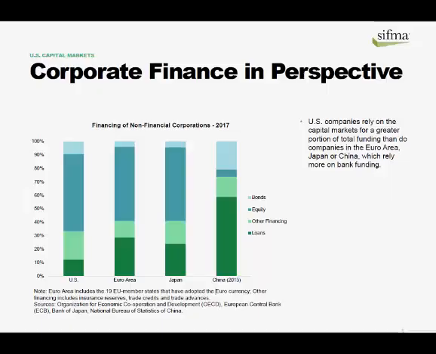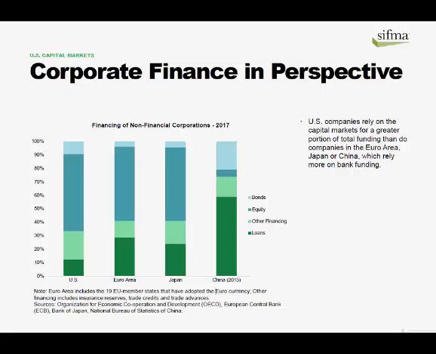This slide presents an international comparison of corporate finance. The four bars represent four different geographic areas. On the far left, the United States, then Europe, Japan, and China. And each bar shows the proportional breakdown of how companies obtain capital. In the U.S., at the bottom, we see the dark green is the share attributable to bank loans. The light green is other financing. The dark blue is equity market financing, and then the light blue is the corporate bond market.